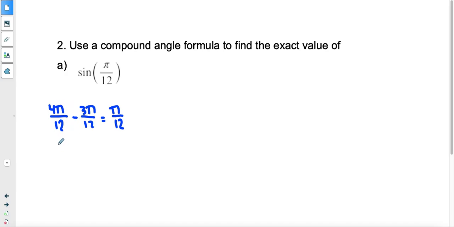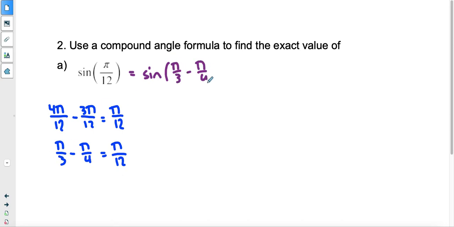Okay, 4 pi over 12 simplifies to give me pi over 3. And 3 pi over 12 simplifies to give me pi over 4. And guess what? These two angles, pi over 3 and pi over 4, they are in my special triangle, right? So we can use this to help us figure out what sine of pi over 12 is. Okay, let's keep going. So sine of pi over 12 is going to be equal to sine of pi over 3 minus pi over 4.